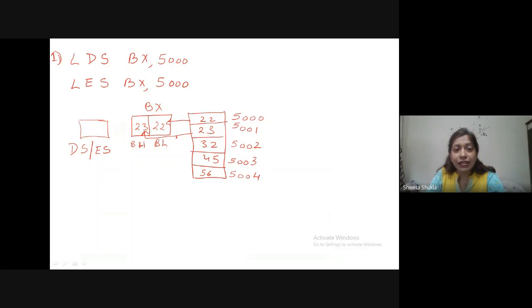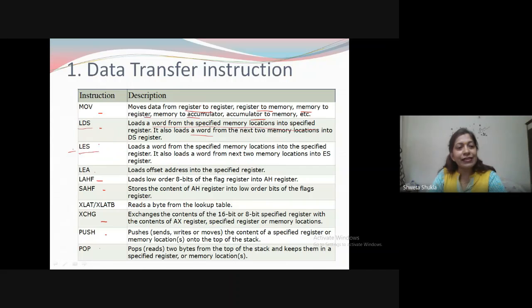We will take this 32 into the ES register, and then 45, the other 8-bit data. So the value of DS or ES can be anything. Remember, for both conditions we can use it like this. So 45 and 32. Here 22 will come into BX register BL, then 23, and after that, in 5002 and 5003, you have to take both the data and transfer it into the DS or ES register. So here I completed both DS and ES simultaneously.